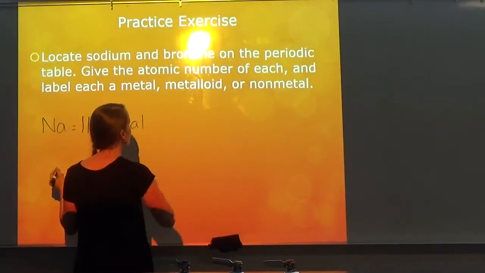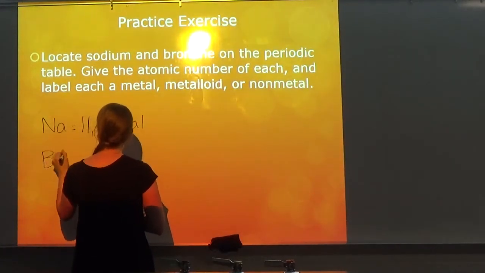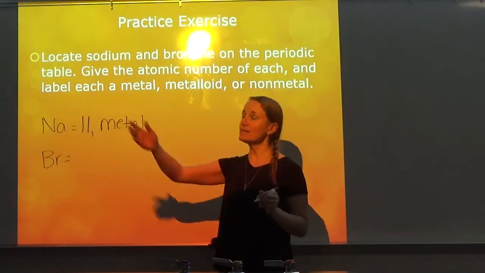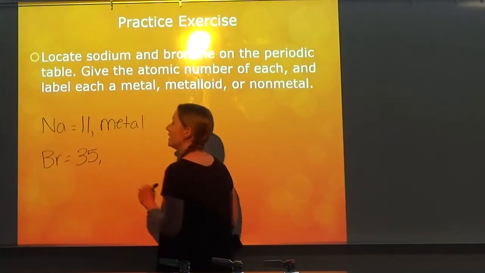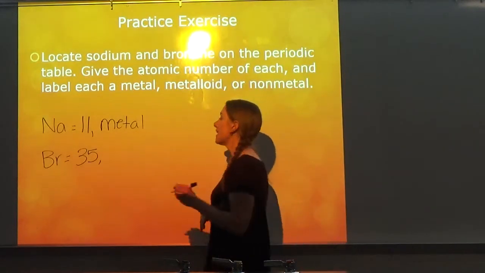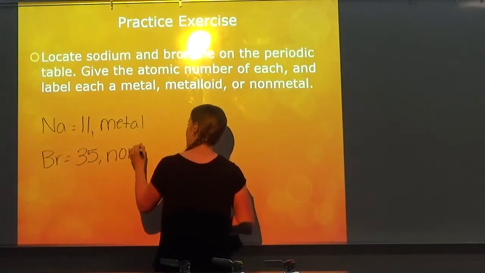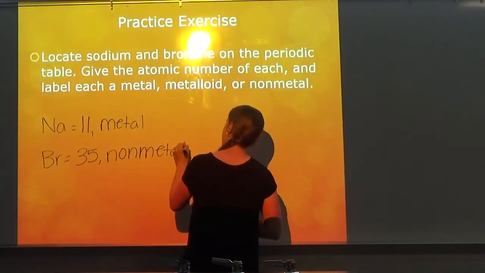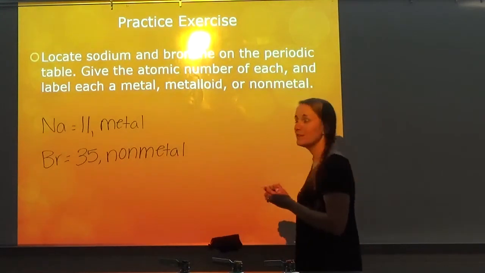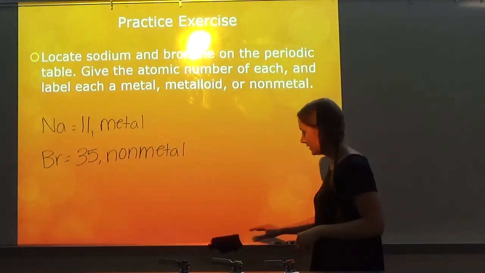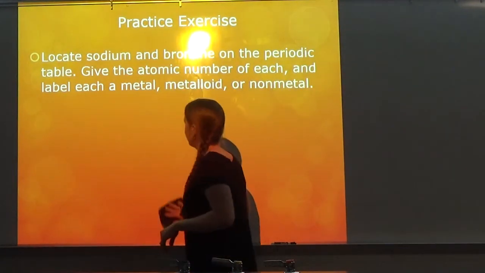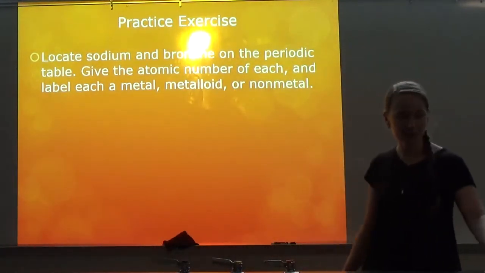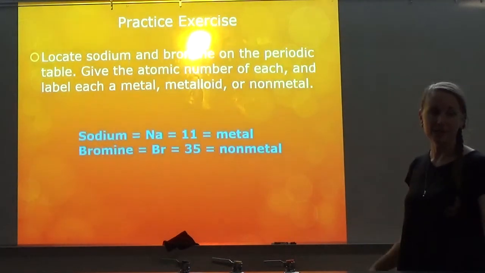Then it says bromine, Br. Bromine is number 35 on the periodic table, so atomic number is 35. And because it's on the right, it is a nonmetal. All right, so hopefully you got that one right. This first section is pretty straightforward and easy. So really for chapter 6, 6.3 is the toughest.